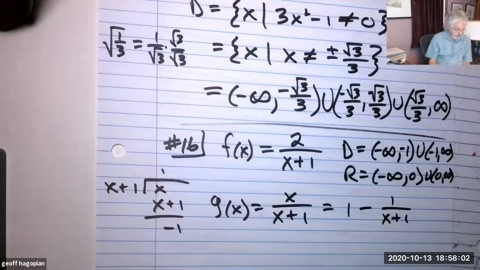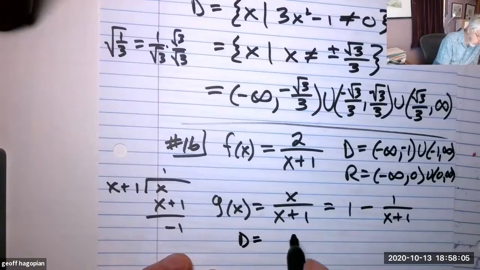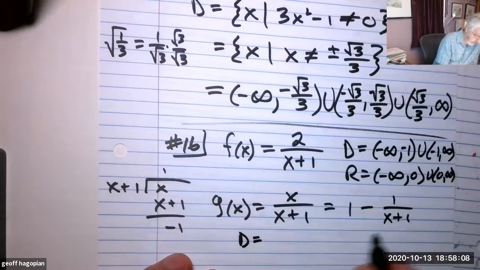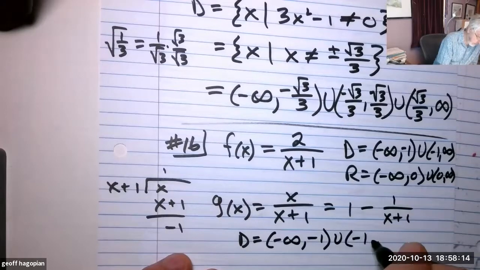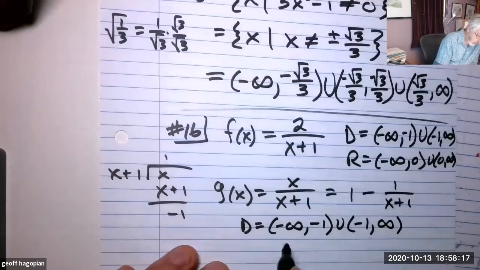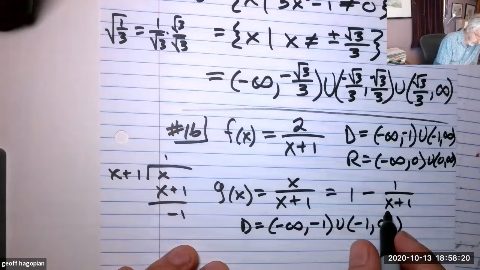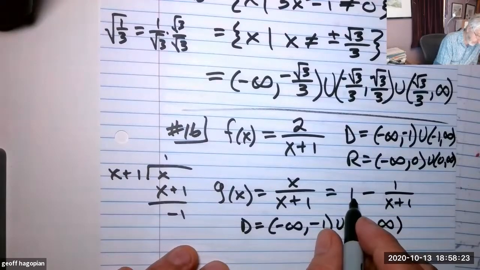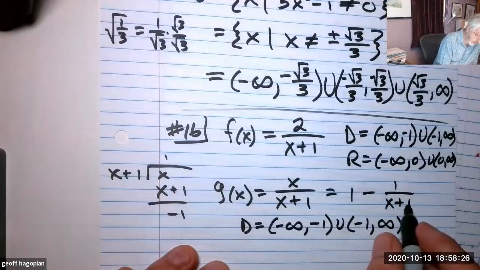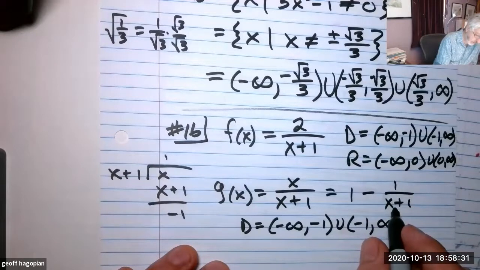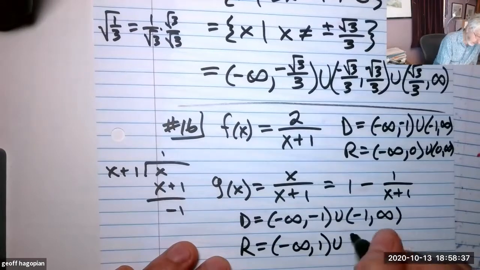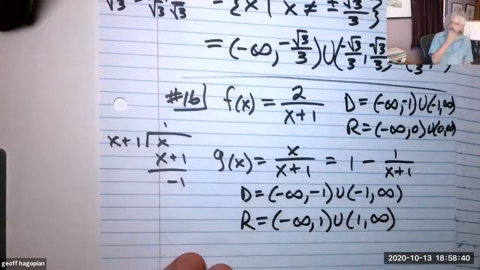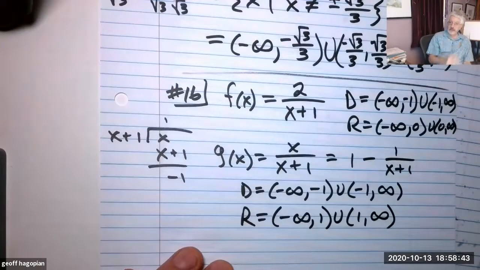And so here the domain is, again, the same domain, right? Because we have the same divisor. So negative 1 is not in the domain, but for the range now, you can't get 1 as an output, right? There's no input that leads to this being 0 because the numerator is fixed at 1. So the range is the interval from negative infinity to 1 together with the interval from 1 to infinity.